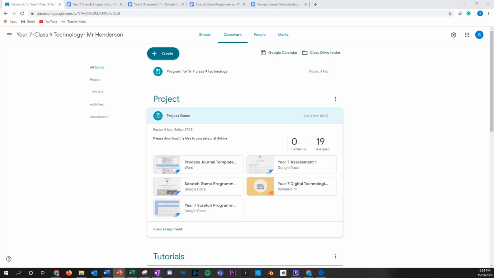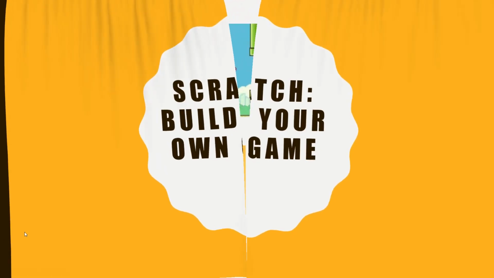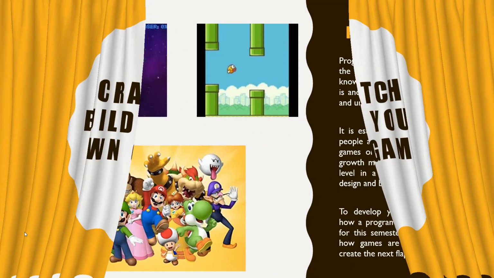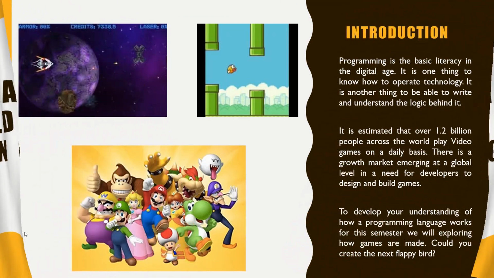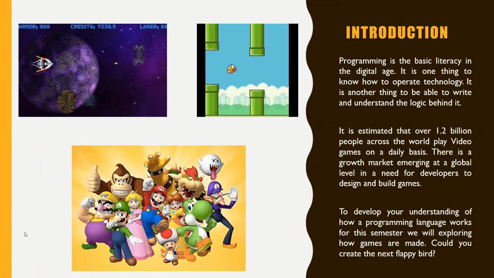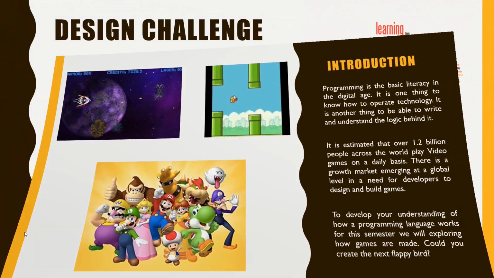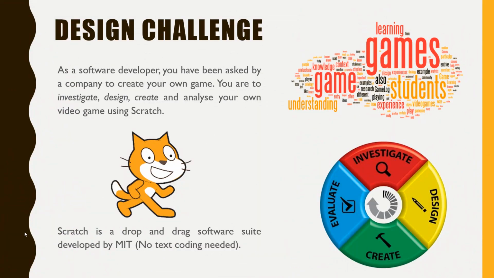So to begin with, we open up the assignment, building the game. You're literally going to be tasked with building your own arcade style of game. It's estimated that over 1.2 billion people across the world play video games on a daily basis, so we're going to try and understand why it is such an attractive market. Using MIT Scratch, we get to use a drag and drop software suite which allows you to build without having to know how to do text-based coding. Throughout this assignment, you're going to be investigating, designing, creating, and analyzing your own video game.